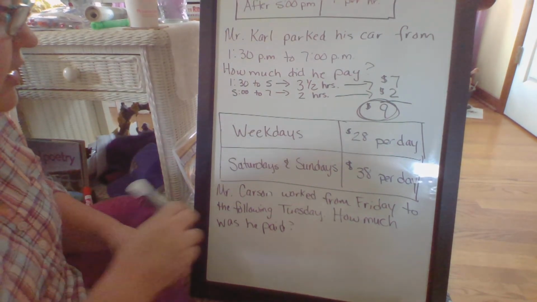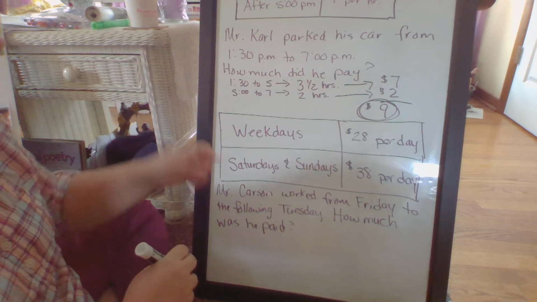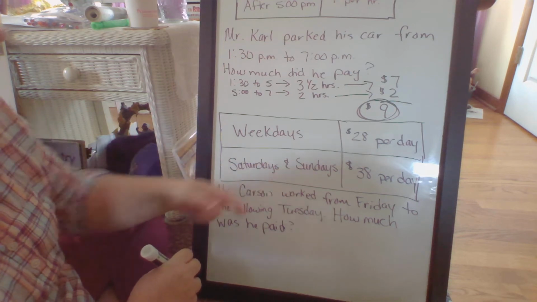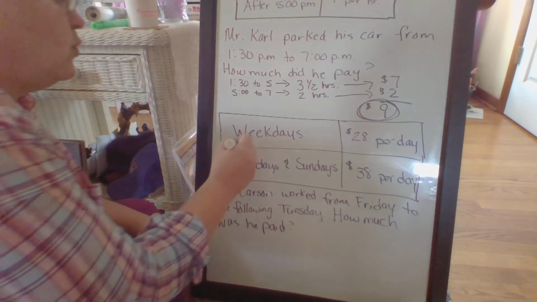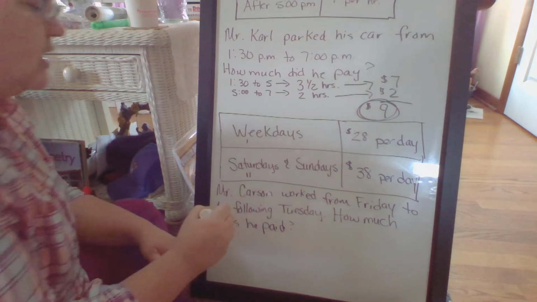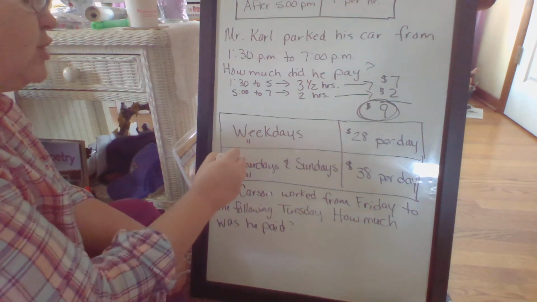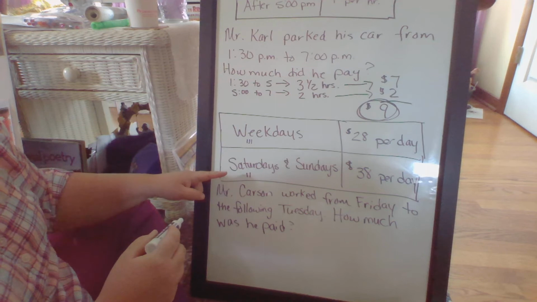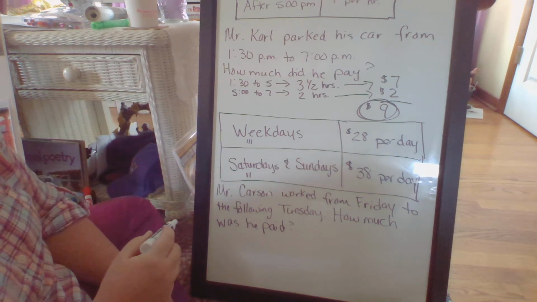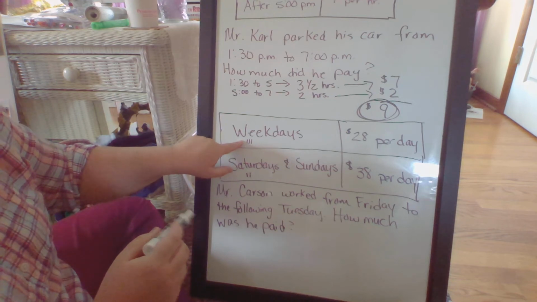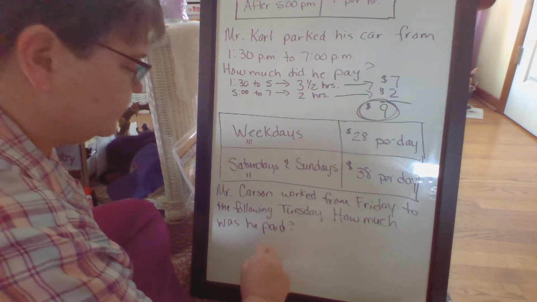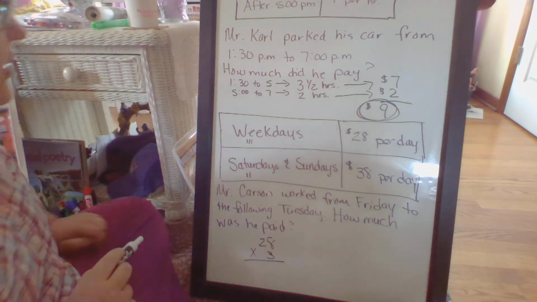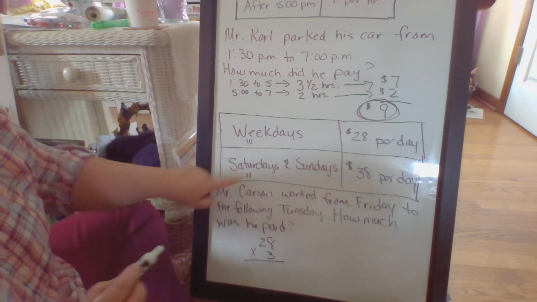So the first thing we have to figure out is, all right, Friday was a weekday, right? So that's 1. Then he worked Saturday and Sunday. So 1 day is a weekday, 2 is Saturday and Sunday, but then he had to work Monday, which was a weekday, and Tuesday. So he worked 3 weekdays and 2 weekend days. So how much is he going to get paid? Well, we're going to multiply 28 by 3. And then we're going to multiply 38 by 2.